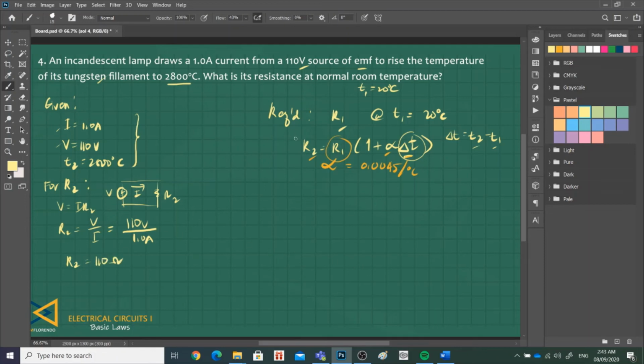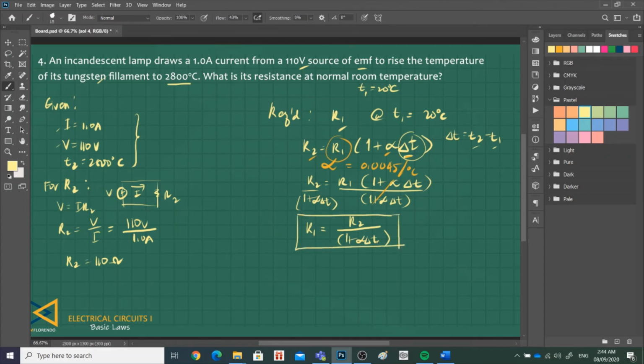Now, let's arrange our equation. R sub 2 is equal to R sub 1 times 1 plus alpha delta T. Divide both sides by 1 plus alpha delta T, because what we need is R sub 1. So let's fix the equation first. R sub 1 is equal to R sub 2 over 1 plus alpha delta T. This is our working equation, since the required is in terms of R sub 1. So here's a tip: if the formula is not yet arranged, don't substitute the given values yet. It's better to arrange the formula first in terms of the required or unknown, and then substitute.